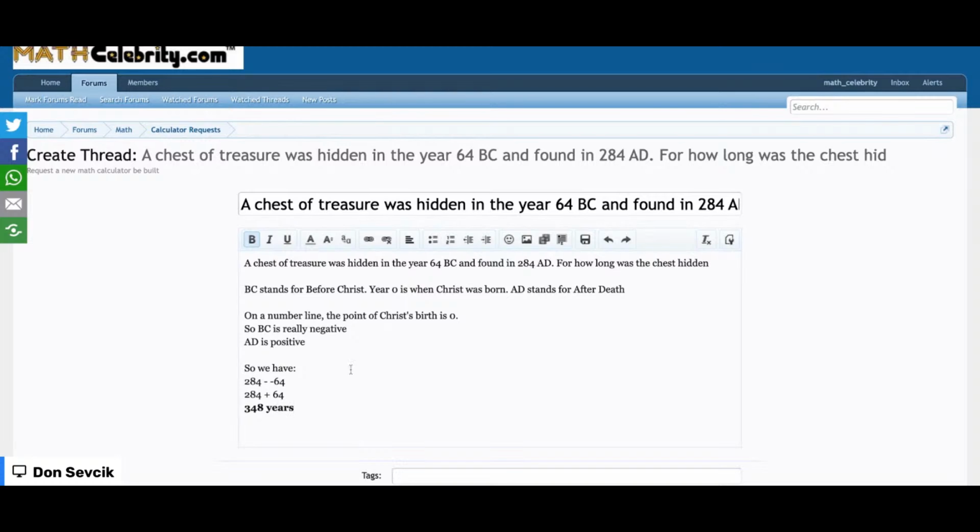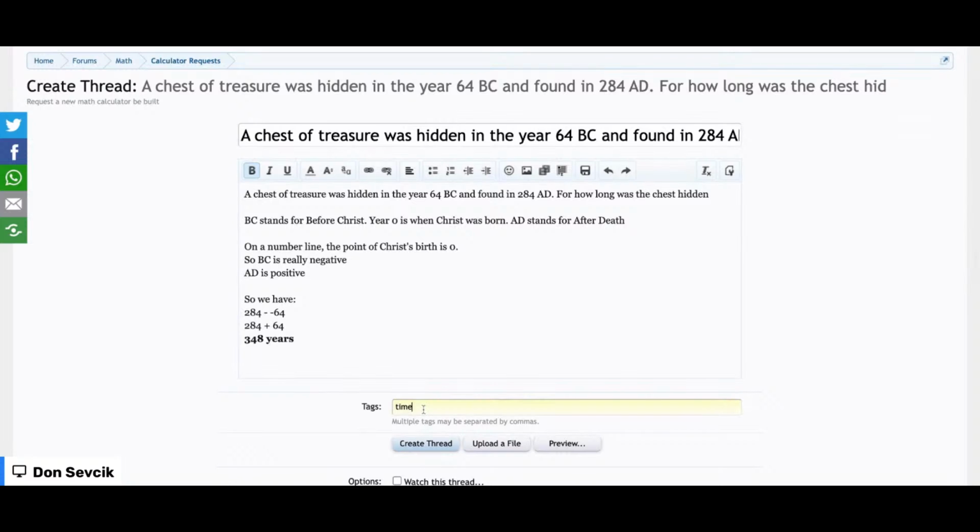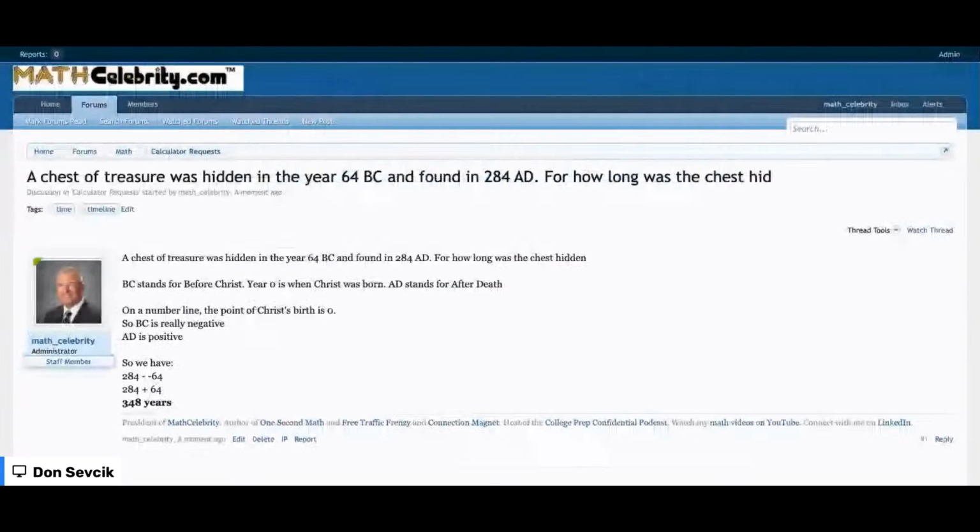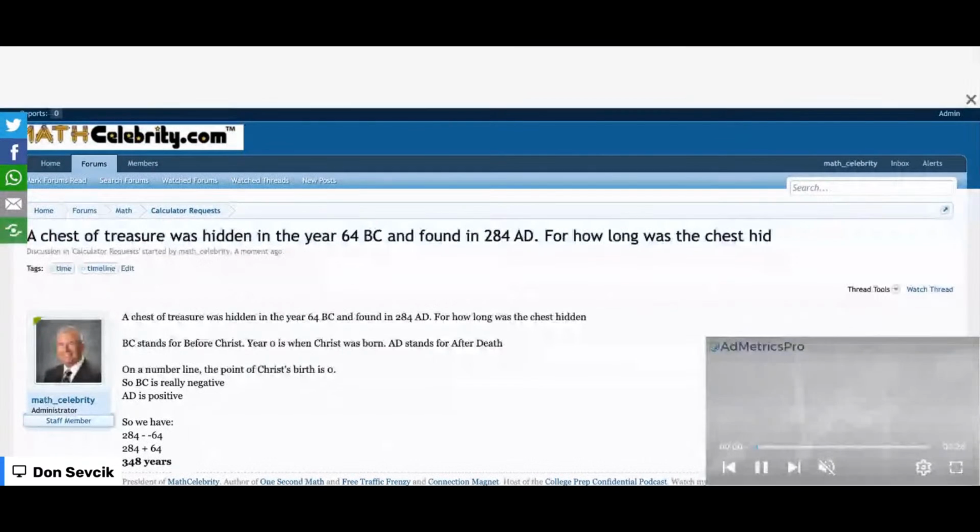348 years the chest was hidden, because 64 BC is when it was hidden. The next year is 63 BC. It goes down all the way to 0. So 64 years before Christ's birth, and then another 284 years after the death. And that's how we get 348 years. So we're going to do time. How we fix that one. All right. Let's see what else we got.